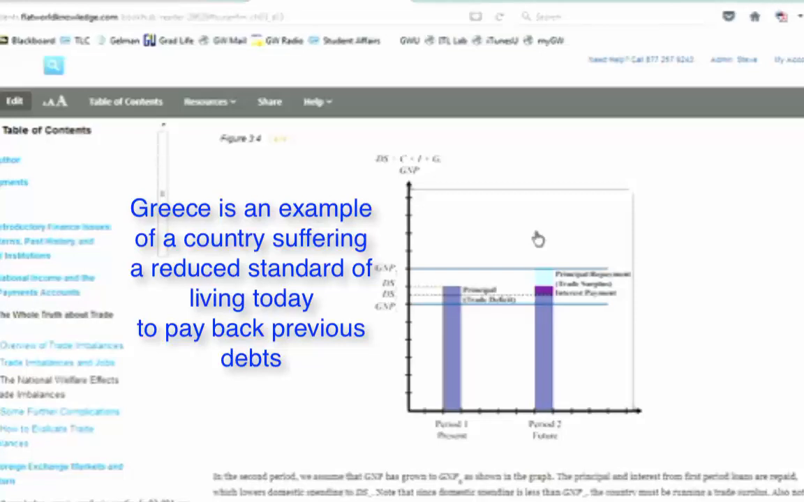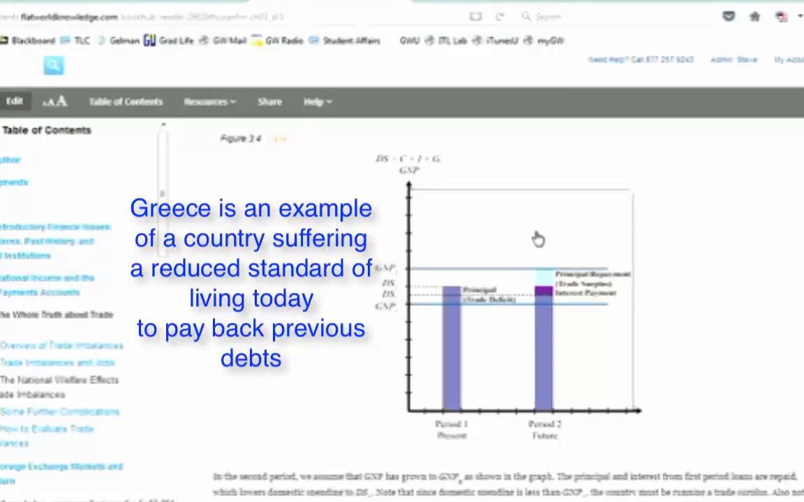Previous one. Greece is in a predicament now because they have overextended themselves with international borrowing of euros. And when push came to shove and when the markets changed and they weren't able to repay it, they basically went to the international community and said, we don't have the money to repay it. And that led to renegotiations.